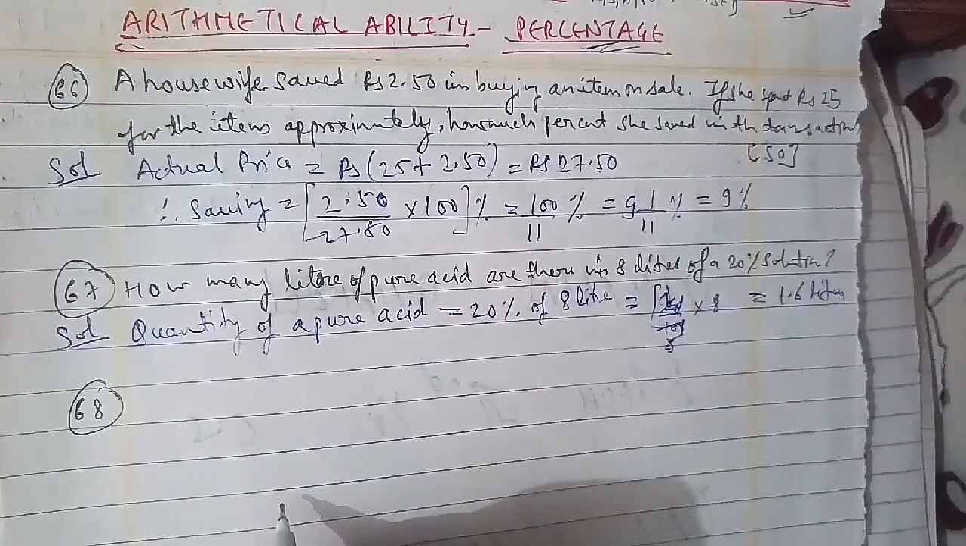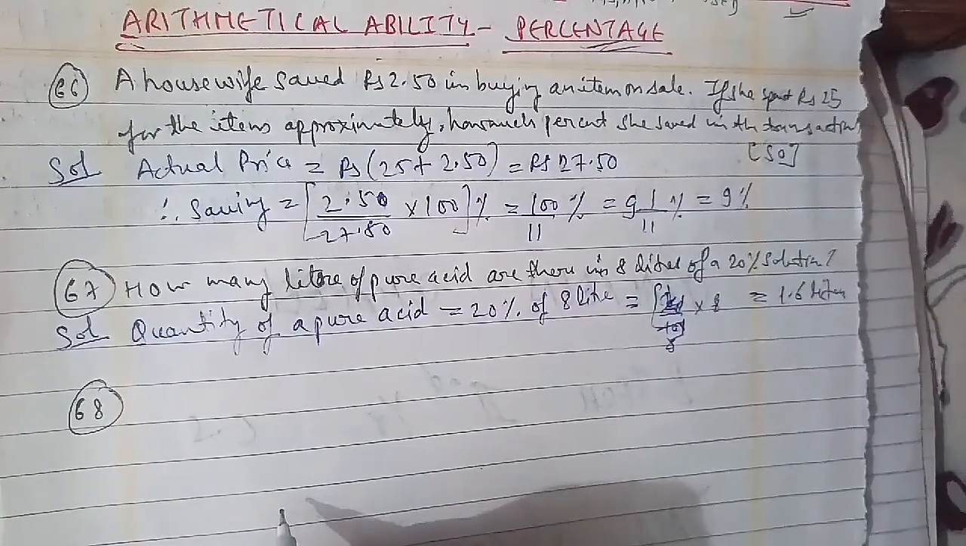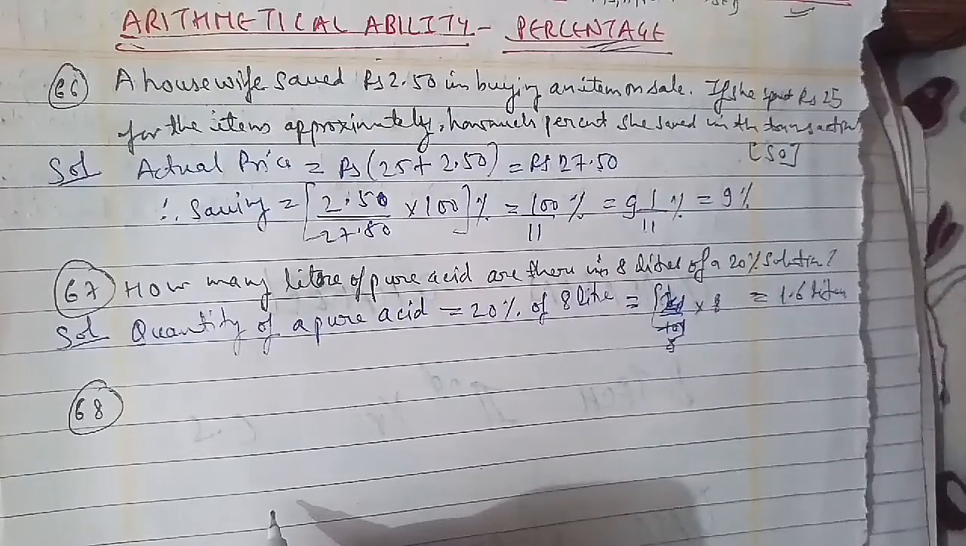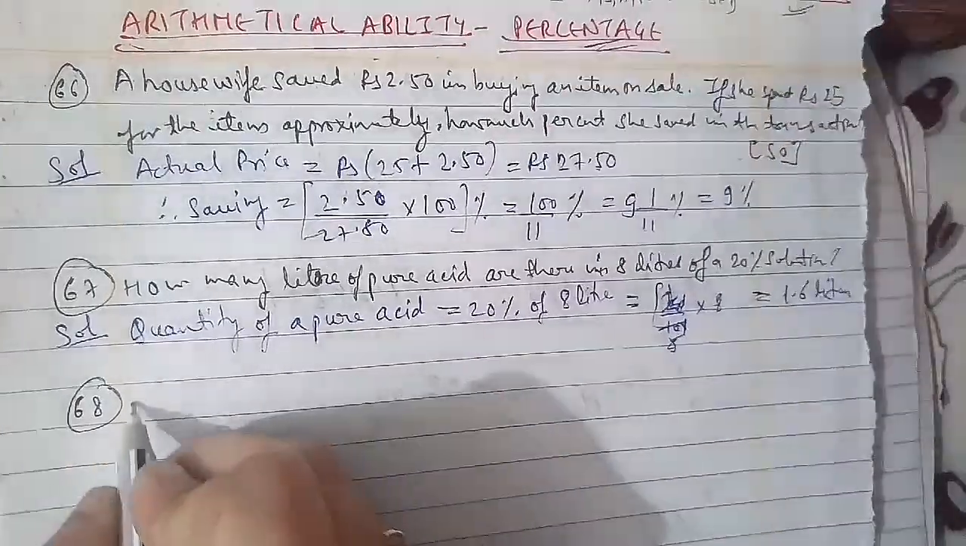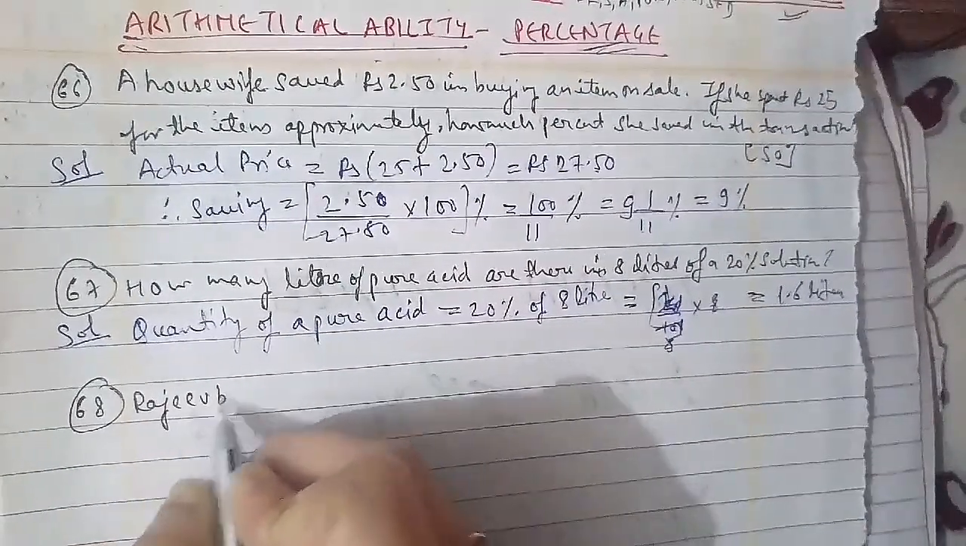Rajiv buys goods worth rupees 6,650. He gets a rebate of 6% on it.